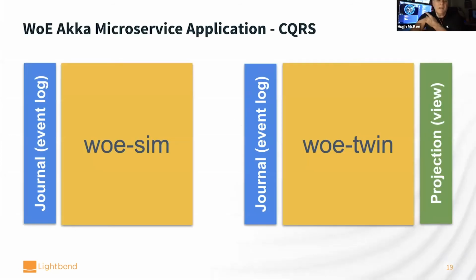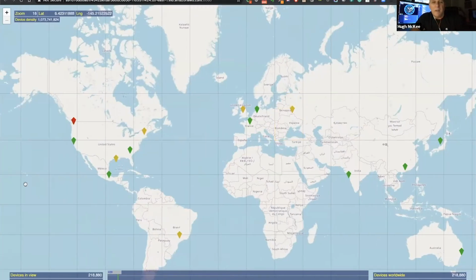So with this demo application, both of these microservices have a write side journal where events are stored. And the twin service has what's called a projection or a view. And this is the read side for queries. Those queries are really important for the way this application works, because on the map, the data that we're looking at here that says there are 16,000 devices, that's coming from queries being performed by this user interface against the read side.